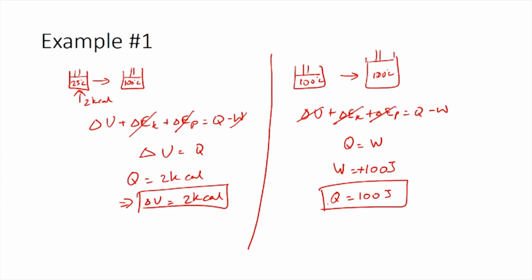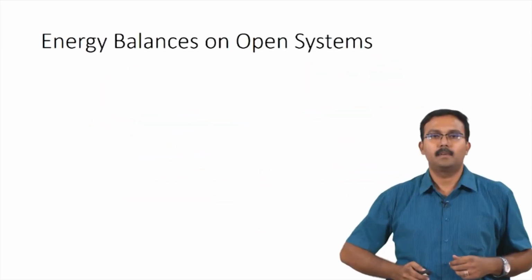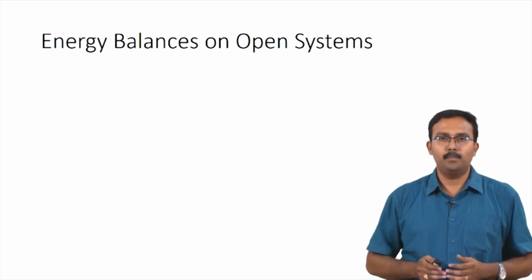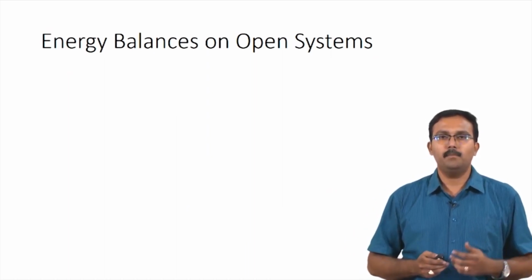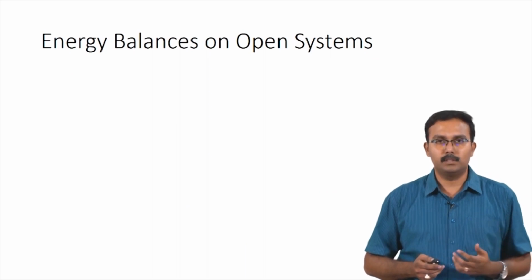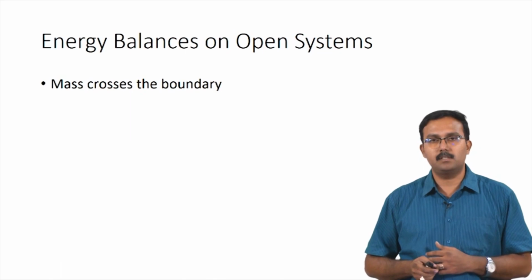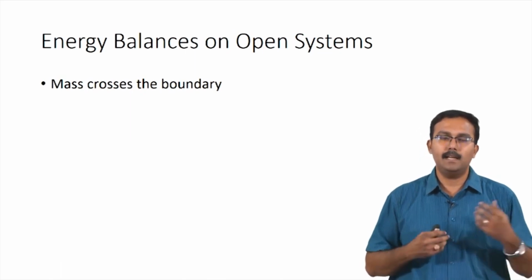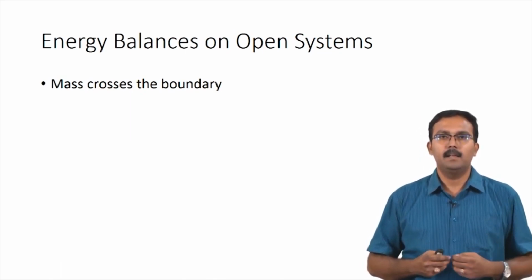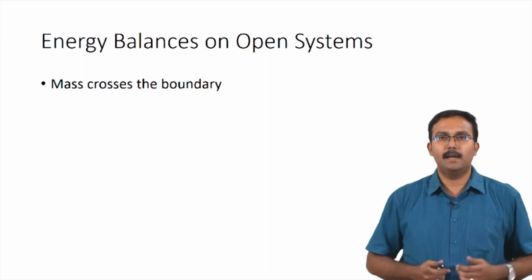We will look at more complicated energy balance calculations in the subsequent lectures, but before we do that we also need to identify and understand another type of system, which is the open system. Energy balances on open systems would also be performed in similar fashion to closed systems, but we need to understand that in an open system mass crosses the system boundary. This would change the energy balance equation slightly. Let us see how it affects the energy balance equation.